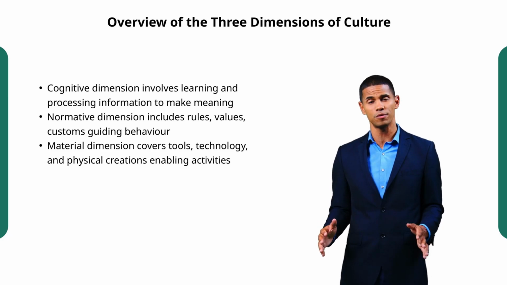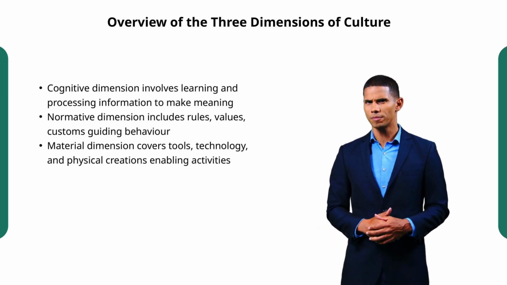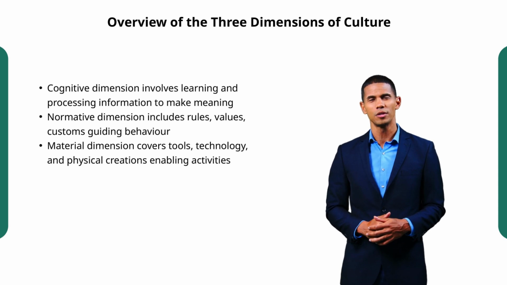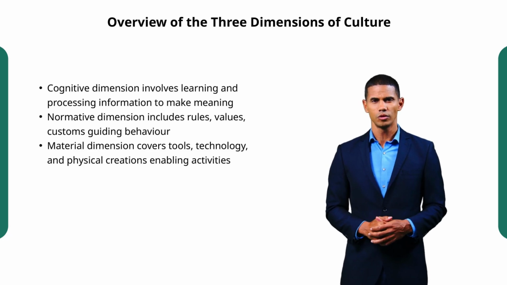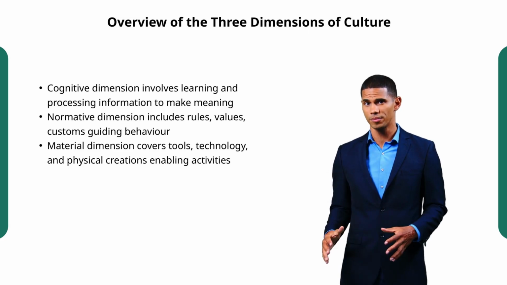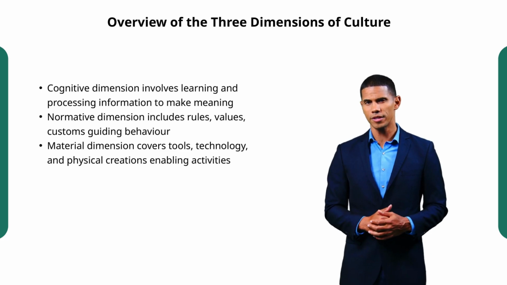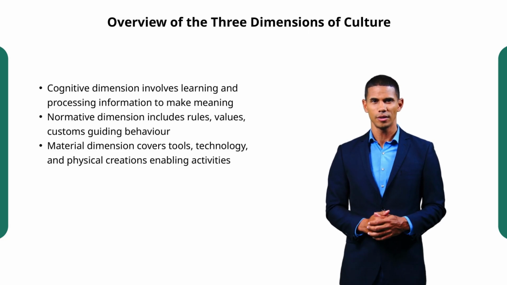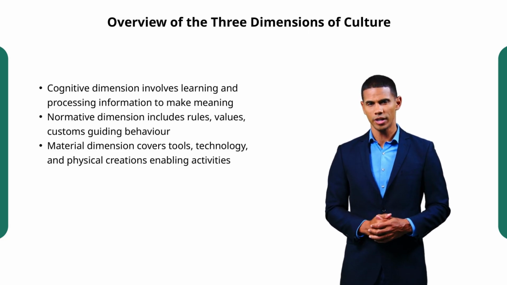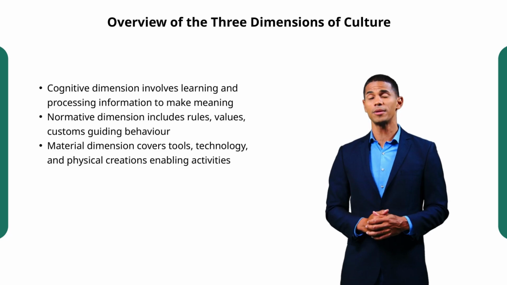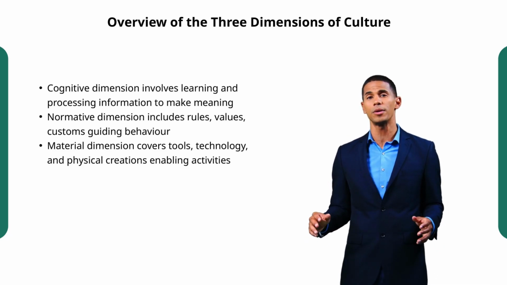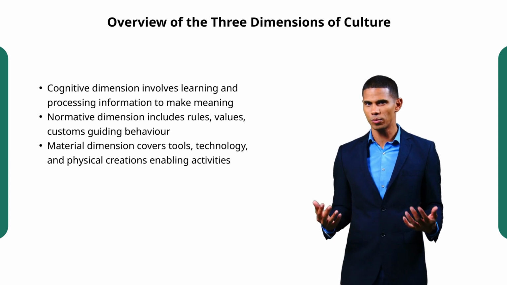Next, the normative dimension consists of all the rules and values that tell us what to do or not to do. These are the folkways and mores that guide daily behavior, like refusing to open somebody else's mail or following rituals after a death. Finally, the material dimension involves all the physical things and technologies that enable human activities. For example, designing patterns called kolam with rice flour or using the internet to chat. Without tools or materials, many social activities wouldn't be possible.